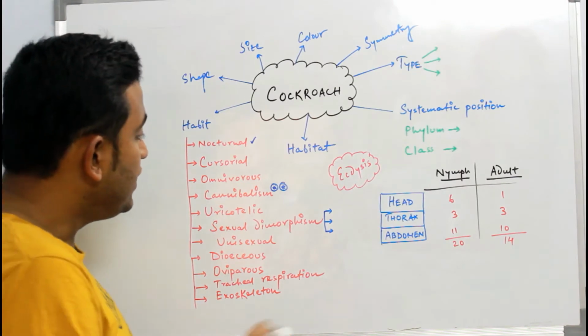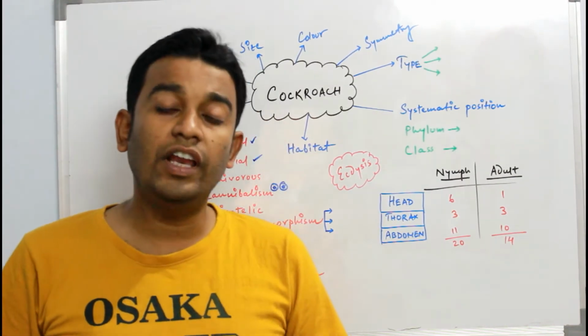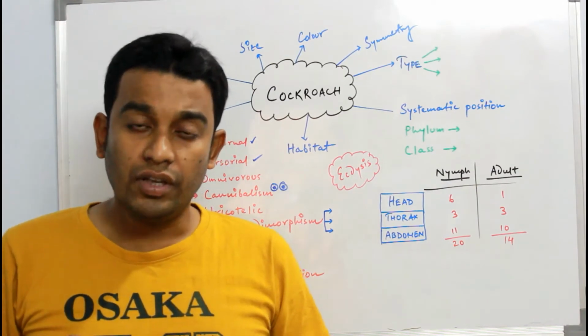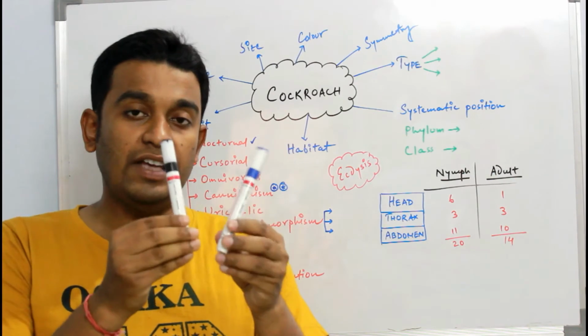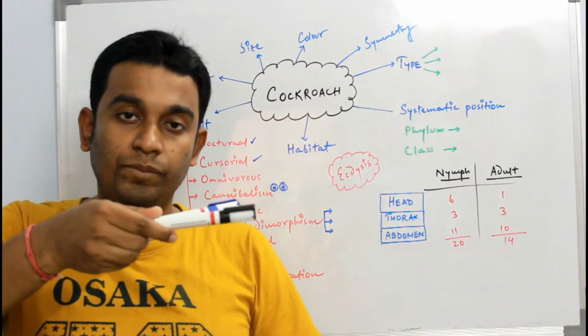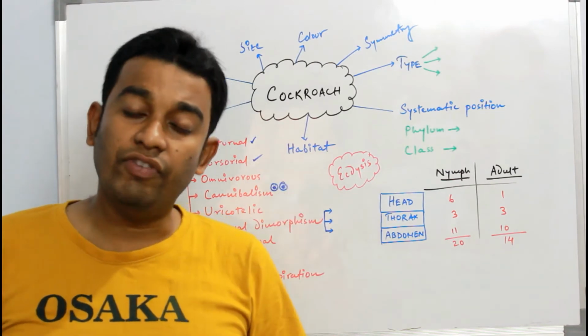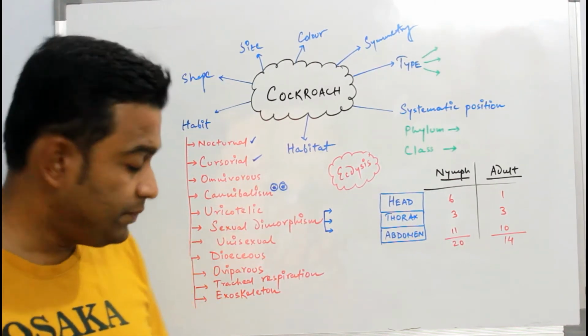Second is they are also said to be cursorial in nature. Cursorial means they are fast runners. If you remember, I have been showing you this as the antenna of the cockroach. So the moment you touch the antenna, they will simply run away and very fast. Hence, it is said to be cursorial in nature.